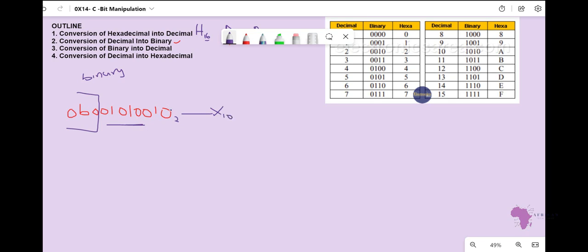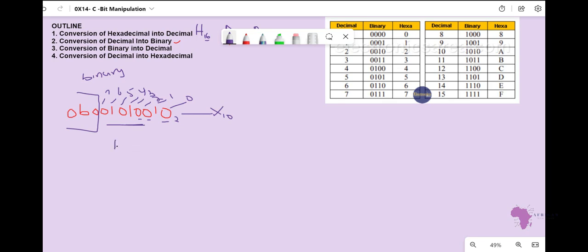We must check that this one is in position 0, this one is position 1, this one is in position 2, this one is position 3, this one is position 4, this one is position 5, this one is in position 6, and then this one is position 7. But I will just multiply where we have 1, because these other numbers multiplied by 0 will still give us 0, and there's no need for having zeros in all this. So we'll just go to where we have 1.